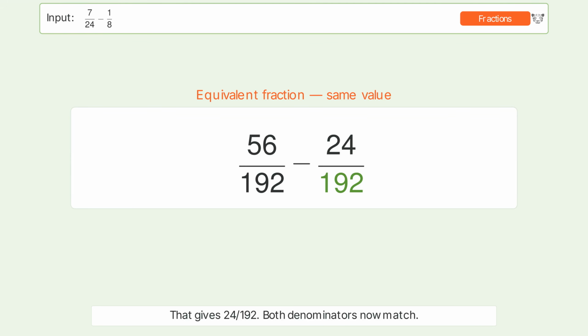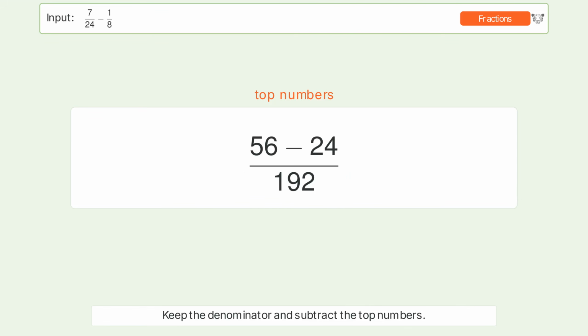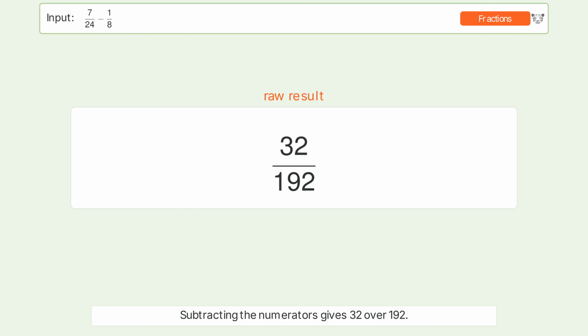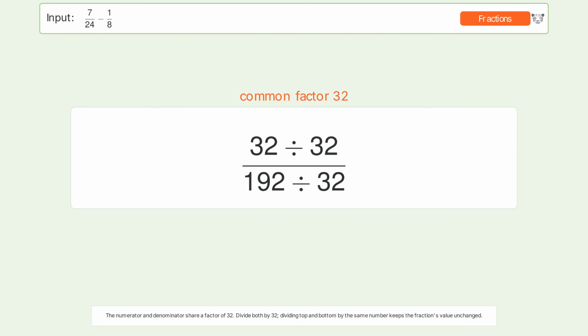Both denominators now match. Keep the denominator and subtract the top numbers. Subtracting the numerators gives 32 over 192. The numerator and denominator share a factor of 32. Divide both by 32. Dividing top and bottom by the same number keeps the fraction's value unchanged.